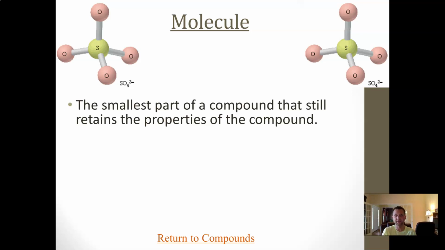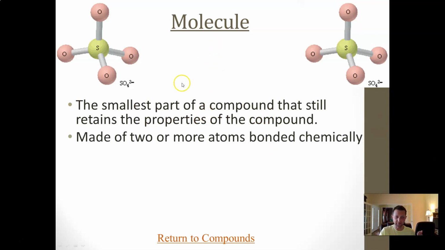So it has 100 degrees Celsius for the boiling point, 0 degrees Celsius for the freezing point, 1 gram per milliliter for the density. That 1 molecule has that. As soon as you split that molecule up, you don't have water anymore. You don't have a compound anymore. You have the atoms that have made up the molecule. Okay?